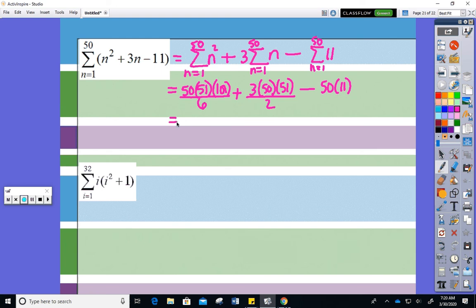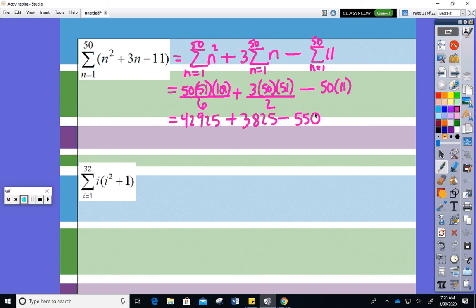So when I do 50 times 51 times 101 divided by 6, and I'm just doing this on my calculator right now, I'm getting 42,925. So on the next one, I'm going to say 3 times, since 50 divided by 2 is 25, 3 times 25 is 75 times 51, and that is 3825. And then 5 times 11 is 55 times another 10 is 550.